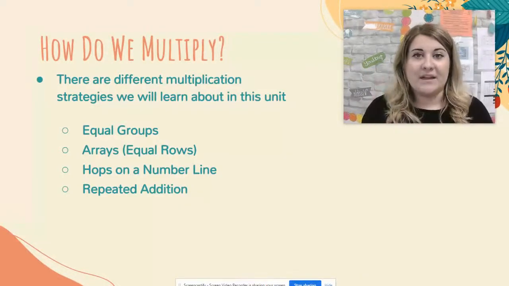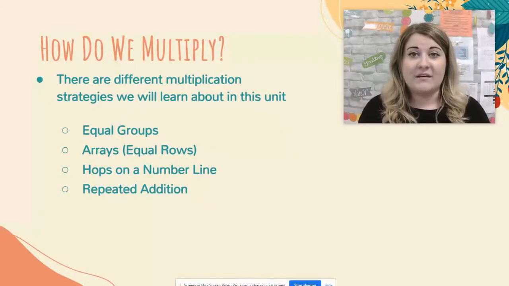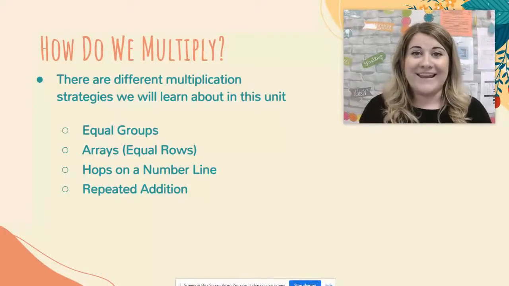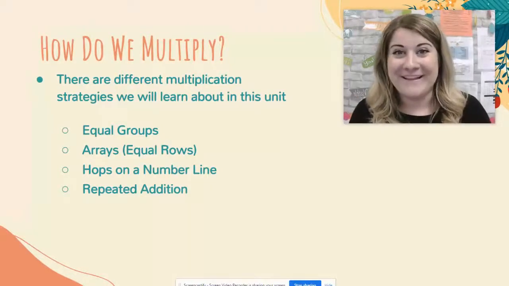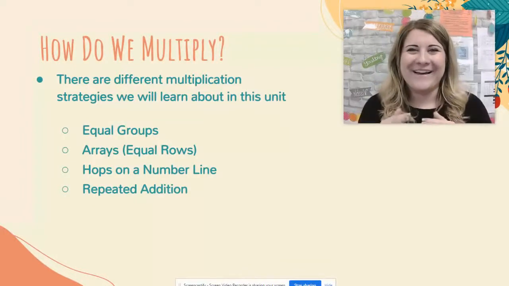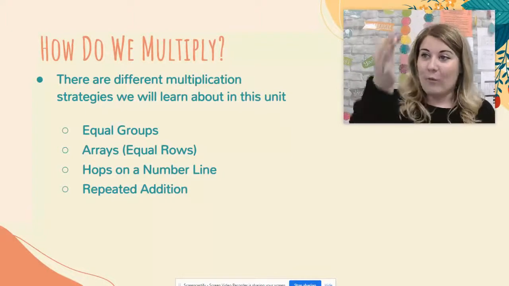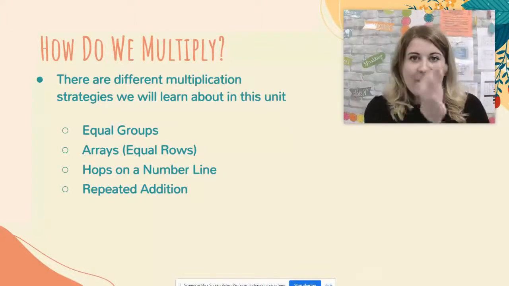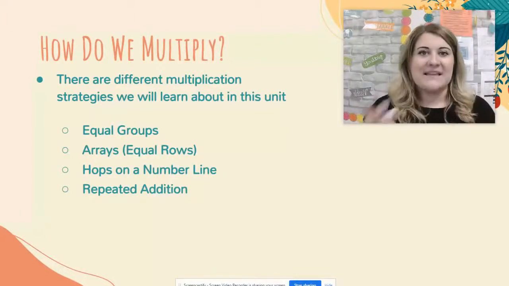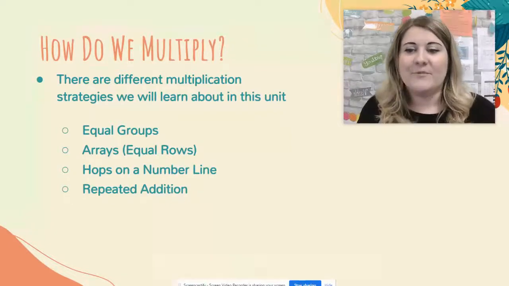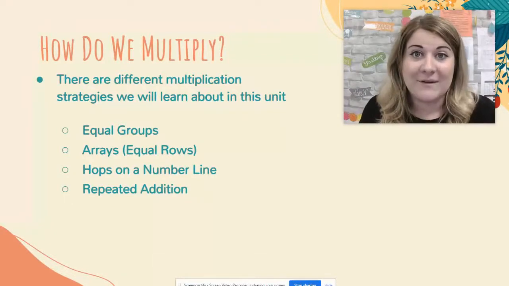If you repeat something, you say it again and again. Do you see what I'm doing? I'm repeating that, okay? So when we are doing repeated addition, you take one number and you repeat it however many times the second factor tells you to. So we are going to learn today about repeated addition.